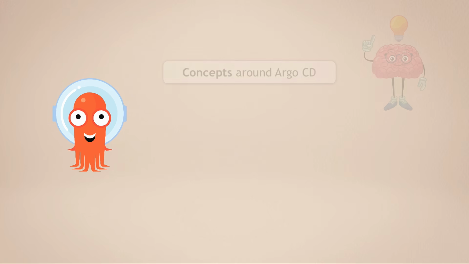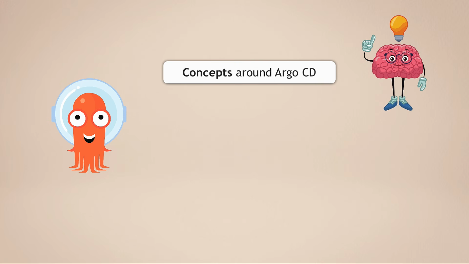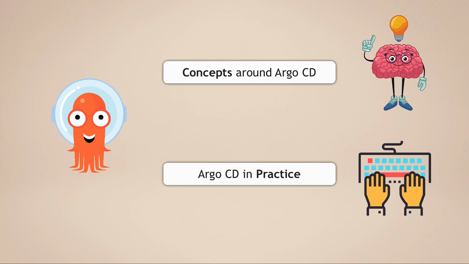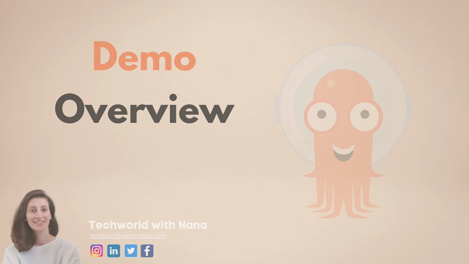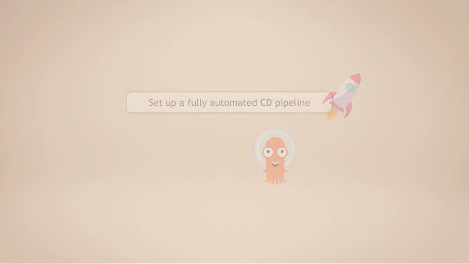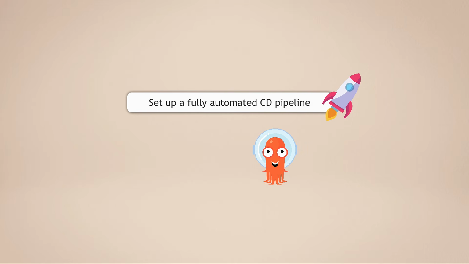So now that you understand all the concepts around ArgoCD, and not only what it is, but also why we should care about using it, it's time to see ArgoCD in action. And for that, we're going to use a simple but realistic demo. In the demo part, we will set up a fully automated CD pipeline for Kubernetes configuration changes with ArgoCD.